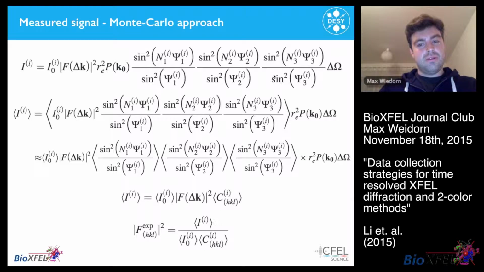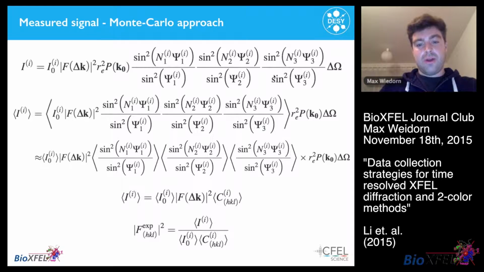And now you can group a few things together, because there are lots of parameters that depend on the crystal, like the shape transform or the polarization effect, and all that will be put together in this constant C. And then you can express your experimental structure factor by things that you can measure, or at least approximate in the case of C. So this is all known.